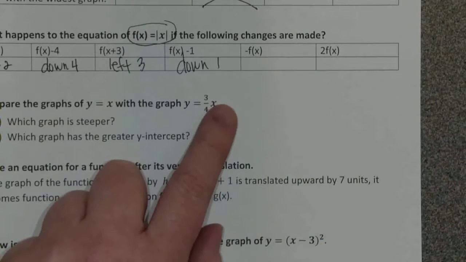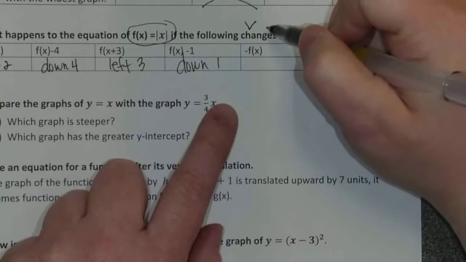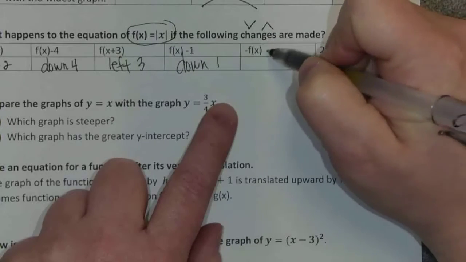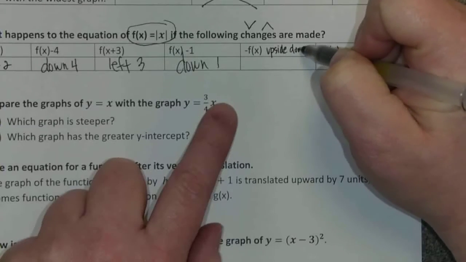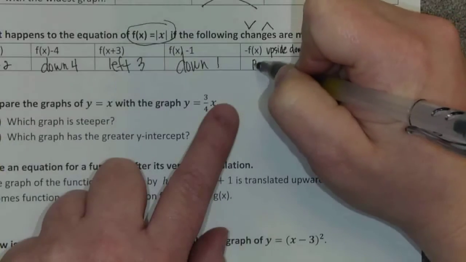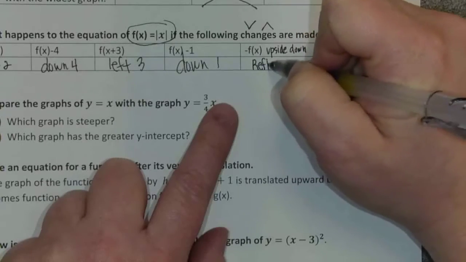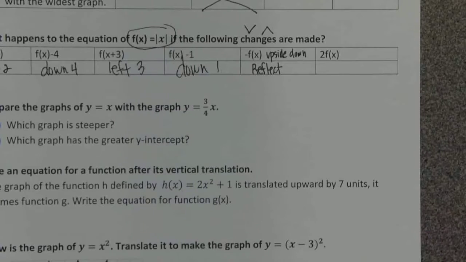What's the negative going to do to your graph? Instead of looking like this, what's it going to look like? Upside down. So before we would call that upside down, or we would say that it flips over. Now we're going to call that it reflects. It flips itself upside down. You can call it reflection. I'm really not going to mark you wrong if you put upside down, but it's really a reflection.